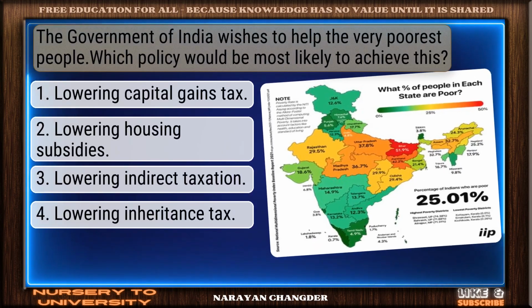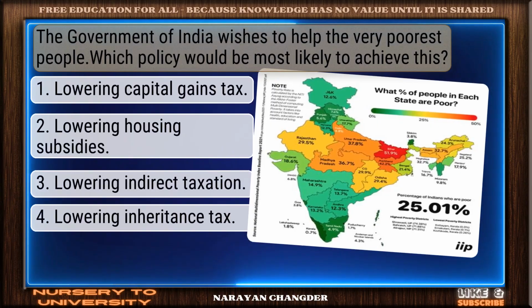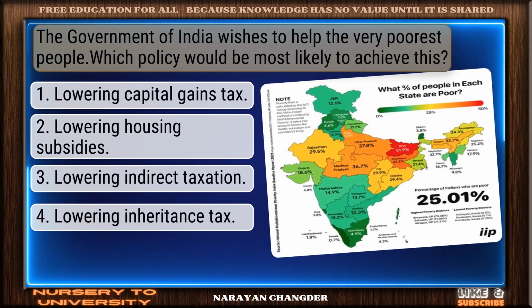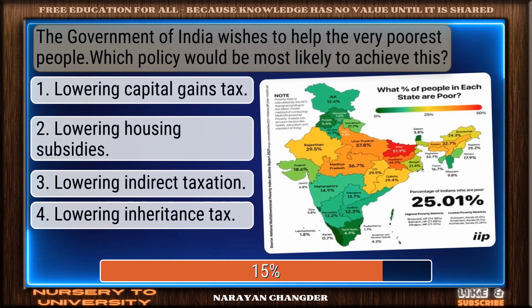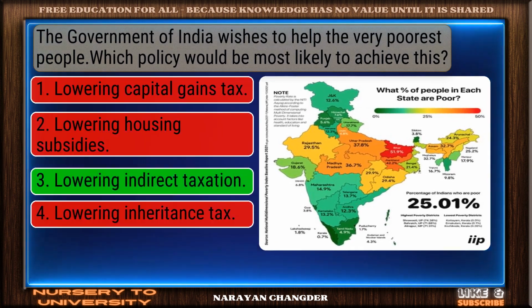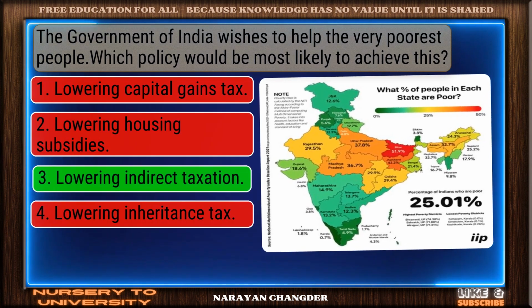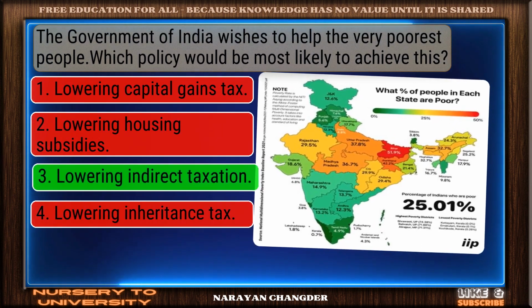The government of India wishes to help the very poorest people. Which policy would be most likely to achieve this? Excellent. Lowering indirect taxation is a brilliant choice.